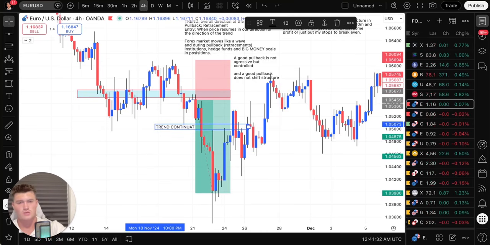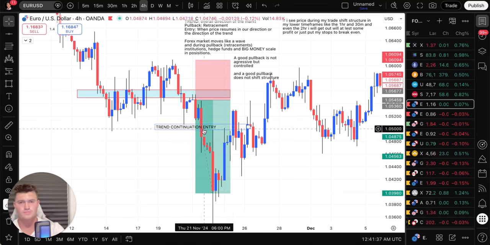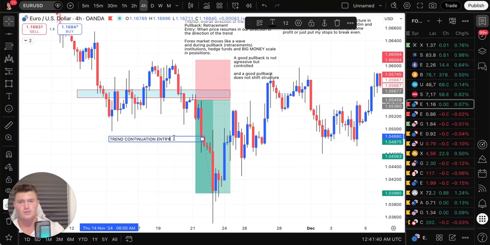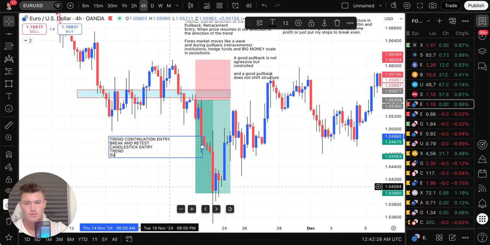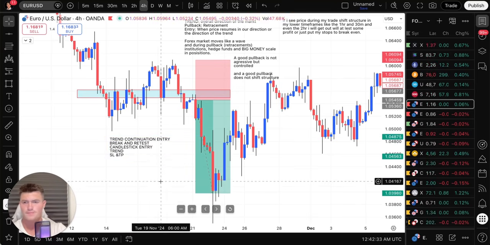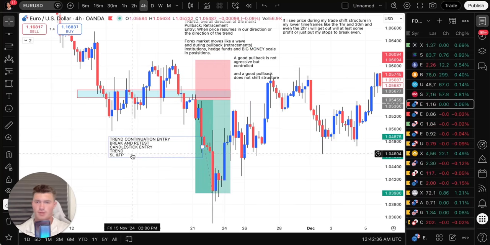Now, trend continuation entry. And this is going to consist of break and retest, candlestick entry, trend, stop loss, and take profit. So as you can see, we have our stop loss, our take profit.